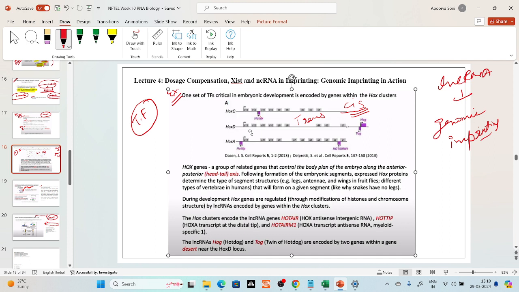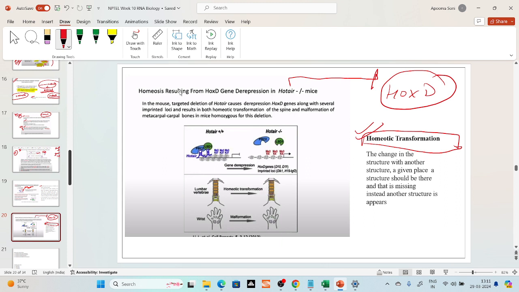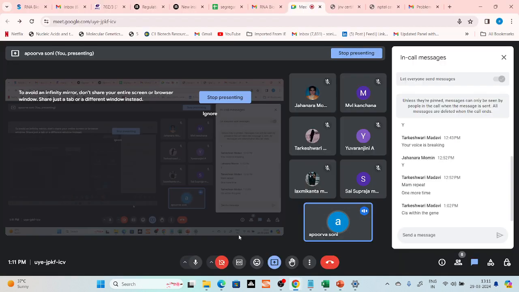So now what is happening? Because HOXD expression is silenced, then only HOXC is expressed, it is fine. But if this HOXC is knocked out, then both HOXC and HOXD are getting expressed, and then there are homeotic transformations and malformations that occur. Is it clear? Is it clear or not?